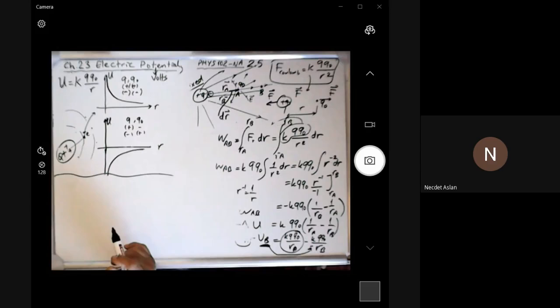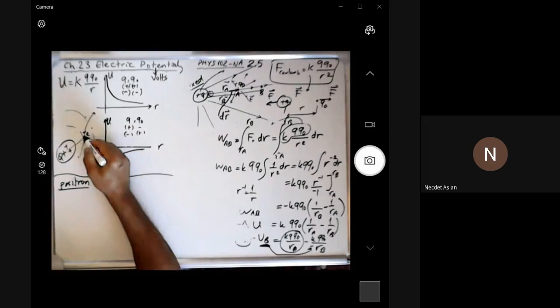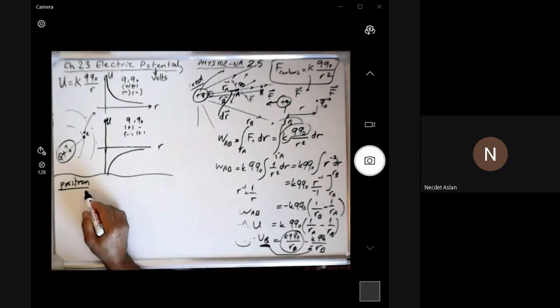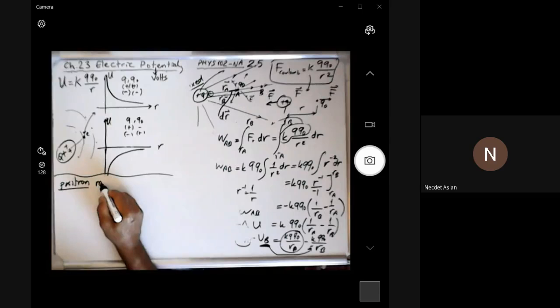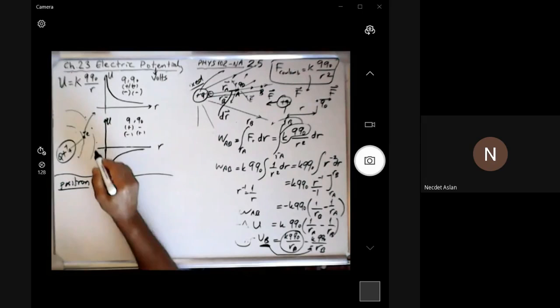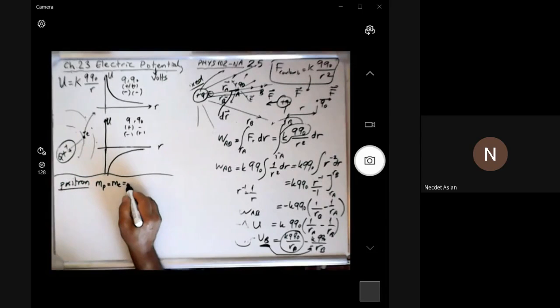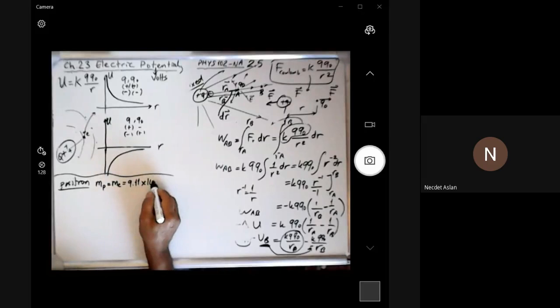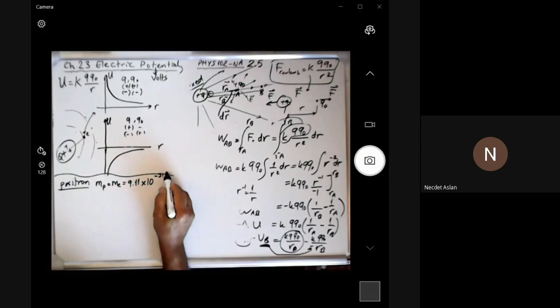The timing is okay, because now we can start solving an interesting atomic example. Now we have a positron, which is moving. A positron is exactly the same as an electron, but it has a positive charge instead of negative. The mass of the positron is exactly the mass of the electron, which is 9.11 times 10 to the minus 31 kilograms.